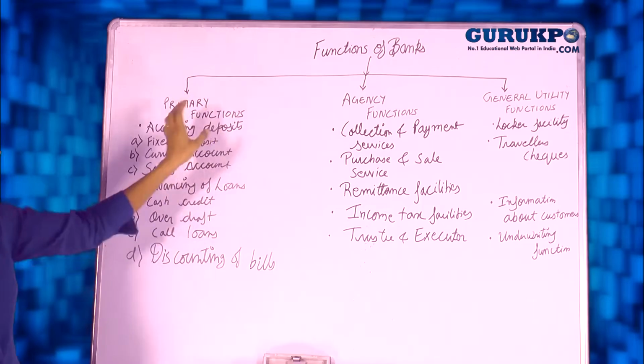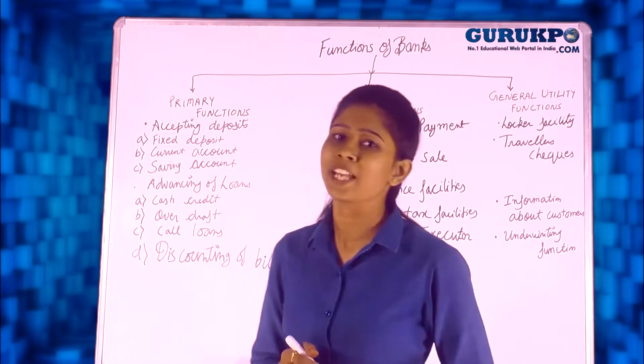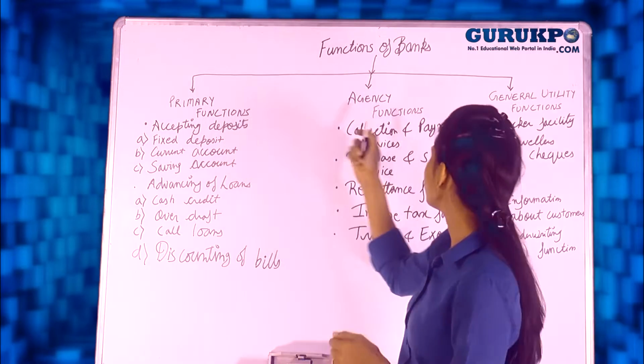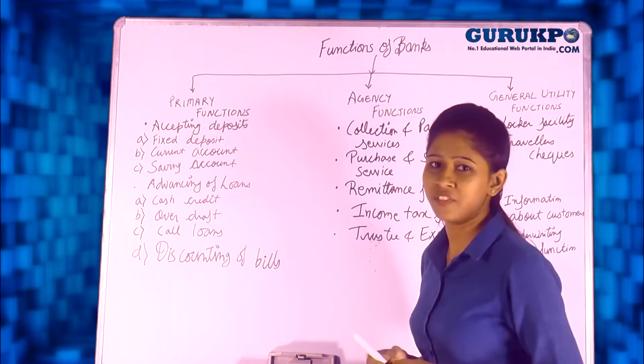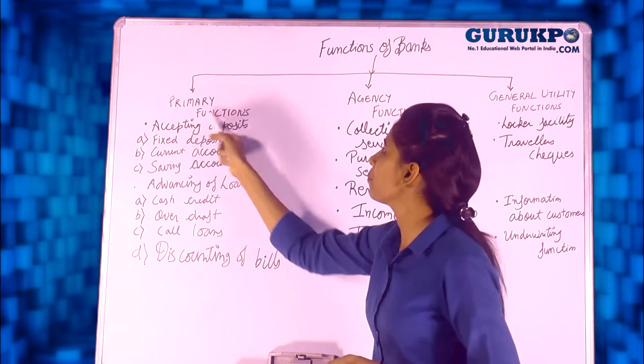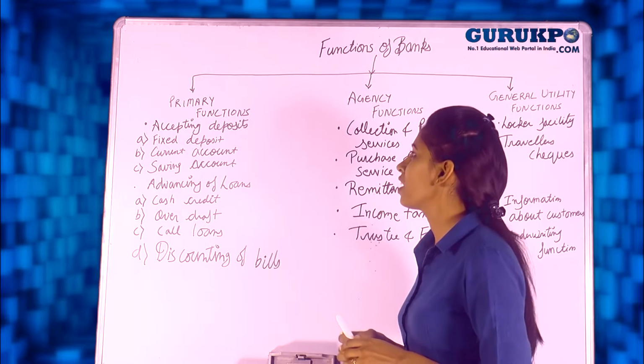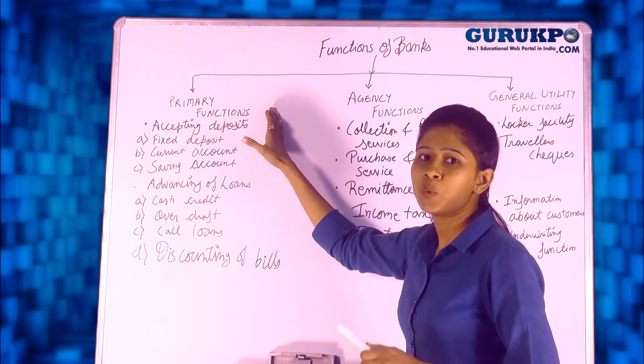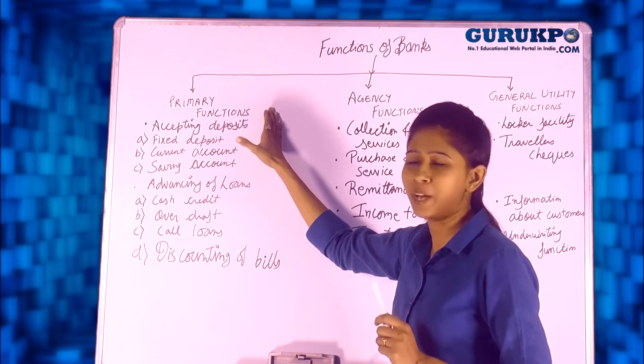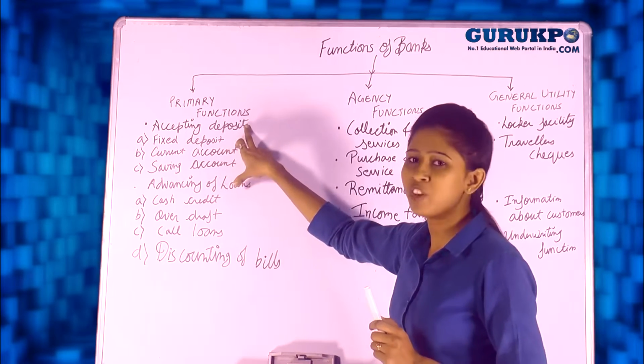We can divide the functions of bank. The functions of bank can be divided in three parts: primary functions, agency function, and general utility function. First, we will be discussing the primary function. Now, what are primary functions? They are the basic functions which have started from the intents of the bank. First is accepting of deposit.